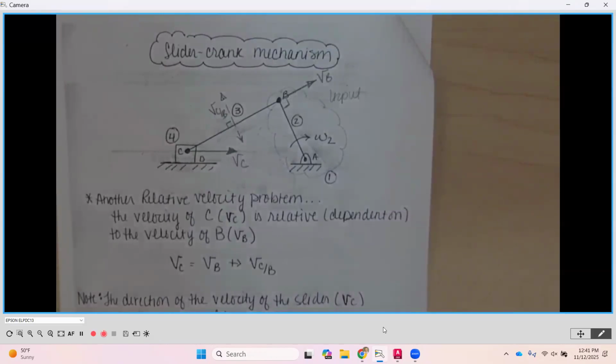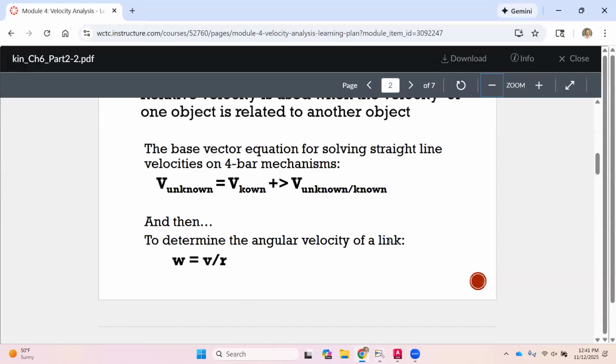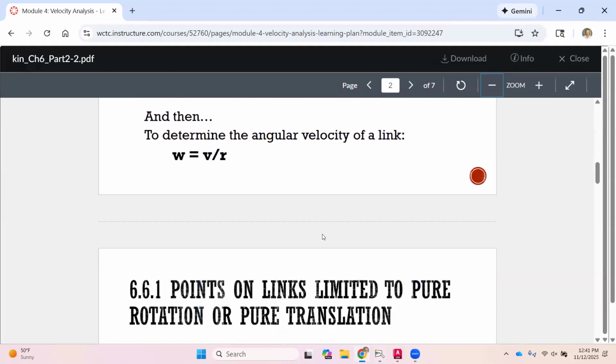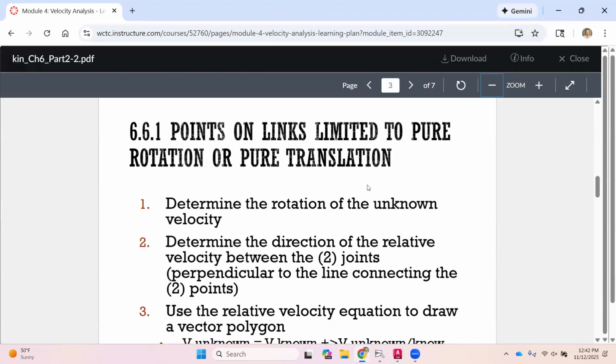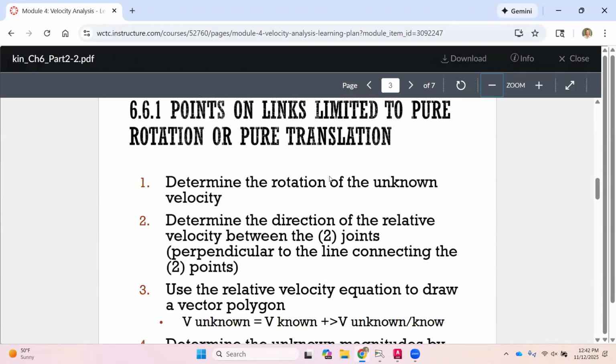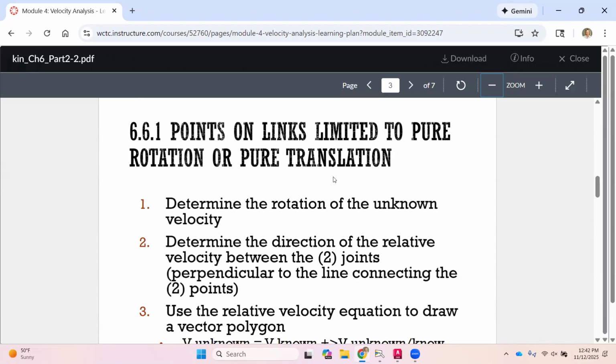All right, let's go back to our PowerPoint presentation to catch us up. We will be applying W is equal to V divided by R, with points on links limited to pure rotation or pure translation. Pure rotation are the ones that are only moving along a curved path that have a fixed center. First, as we go through this process, we have to determine the rotation of whatever the unknown velocity is.